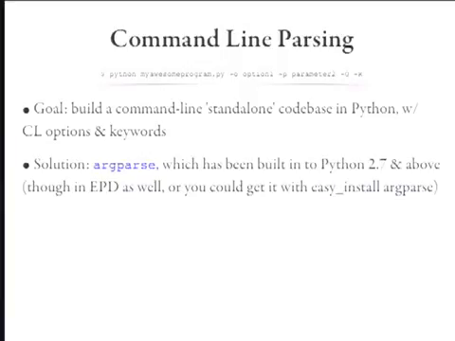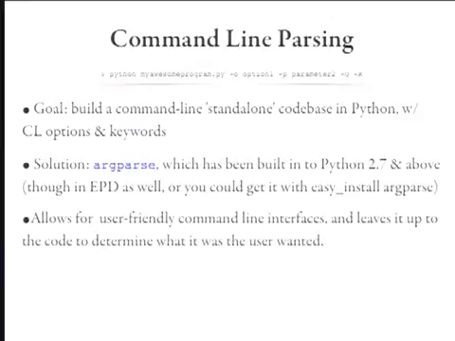This module argparse has been built into Python 2.7 and above, also in EPD, so you all should probably have it. If you don't, you can just do easy_install argparse. I also have a sample code that you can download from bSpace that we'll go through in a little bit. The breakout session is on there as well, so if you want to go ahead and download that at some point.